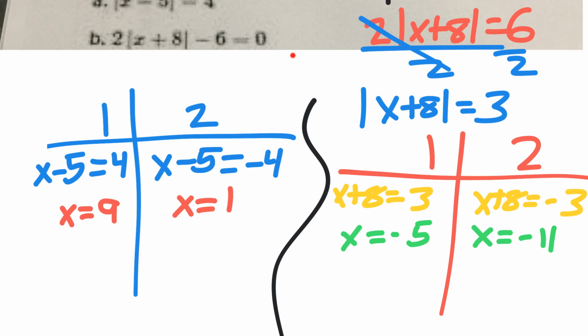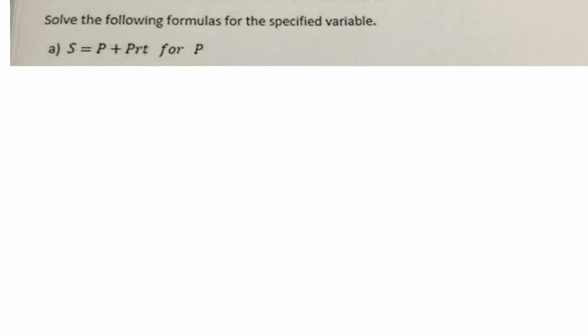Here, plug in negative 5. Negative 5 plus 8 is 3. The absolute value of 3 is 3. 2 times 3 is 6. 6 minus 6, 0. Works. Plug in negative 11. Negative 11 plus 8, negative 3. Absolute value of negative 3 is 3. 2 times 3 is 6. 6 minus 6, 0. Okay, it tells here an equation that involves 2 or more variables is called a formula.